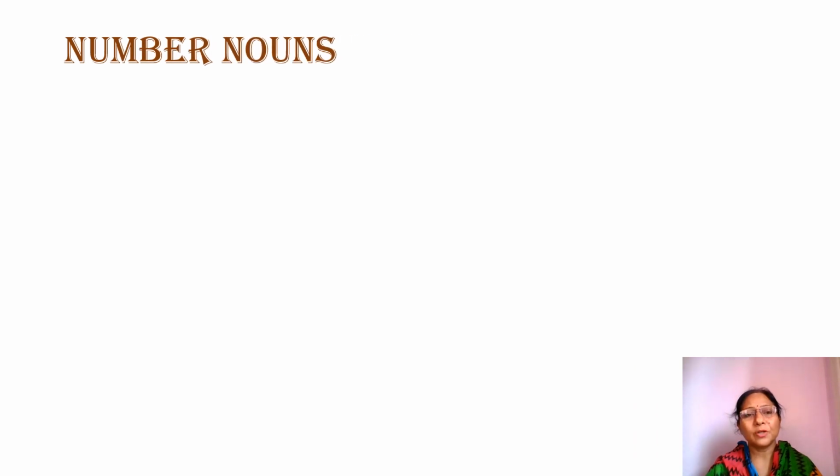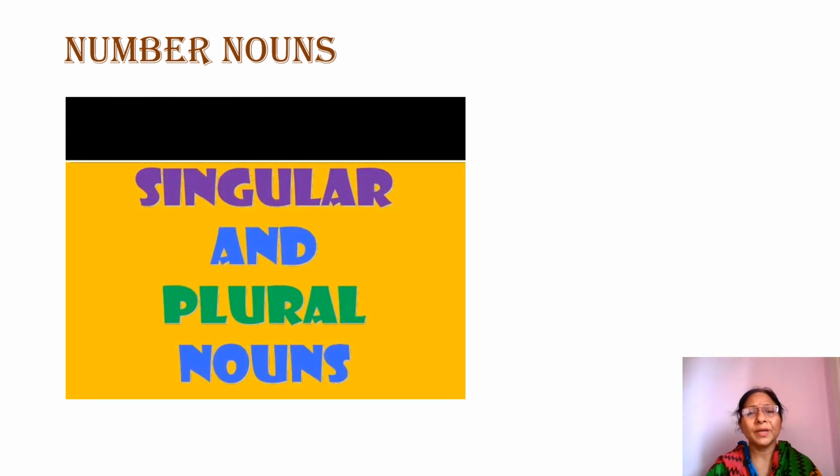So, our today's topic is number nouns. The topic is not new for you. You have been doing it since your pre-primary school. What will we be doing? We will be revising the rules for changing the number of the nouns. There are two types of number nouns. Singular means one and plural means more than one. So let us look into the details about the rules for changing the number of the nouns.